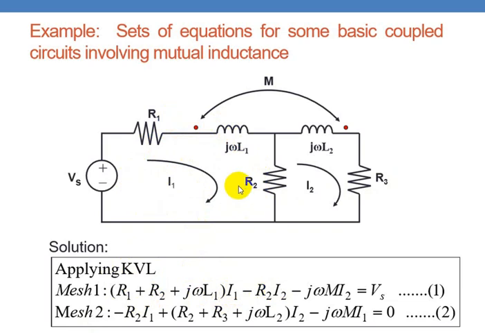Then to write this I2 component, you have to see which element is common between the first mesh and the second mesh. It is R2. R2 is common between mesh 1 and mesh 2. So now you compare the current directions. I1 is flowing from top to bottom, whereas I2 is flowing from bottom to top. So they are opposite. Therefore, you write a minus sign, and the voltage across this will be R2 into I2.